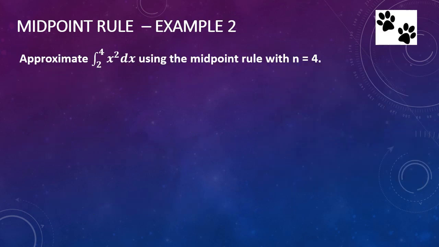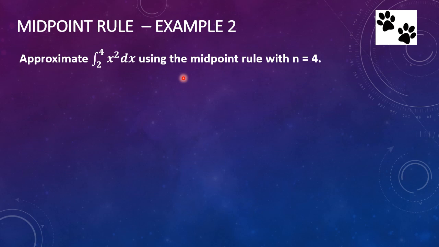So let's try example number 2. Approximate the integral from 2 to 4 of x squared dx using the midpoint rule with n equals 4. Go ahead and hit pause. This is again review from Calculus 1. This is very simple, using Riemann sums, and see if you can remember how to do this. Since n equals 4, we're going to have 4 rectangles starting from x equals 2 to x equals 4. So again, hit pause, try this on your own, and see if you can approximate the integral value.